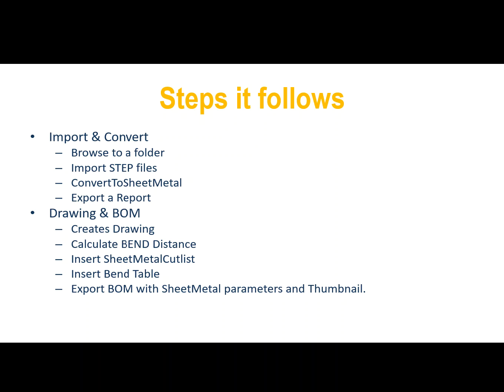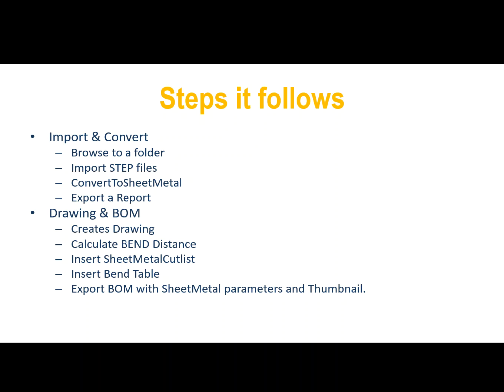Then it creates and places the views. An isometric view is placed, and one flat pattern is placed. The flat pattern will be scaled up automatically to use the maximum area of the drawing sheet. It will generate the flat pattern view and then insert the bend distances. There are two options available. One, you can directly insert the bend distance on the flat pattern, or you can generate a bend table where, for every bend, it will show you the bend distance. Both options are available.